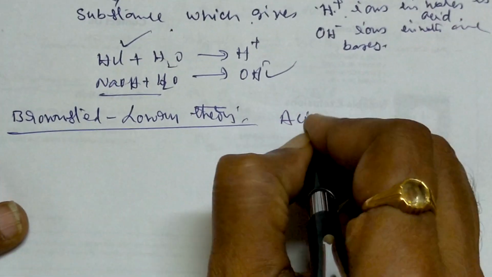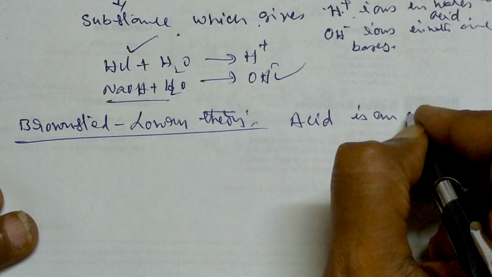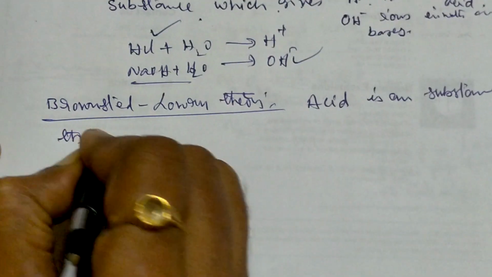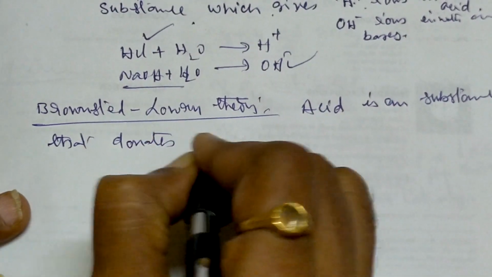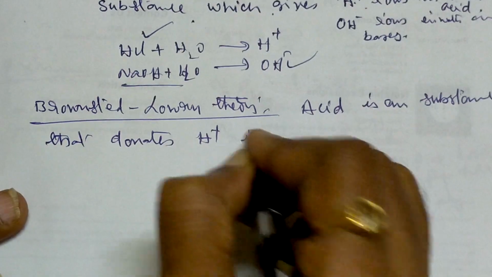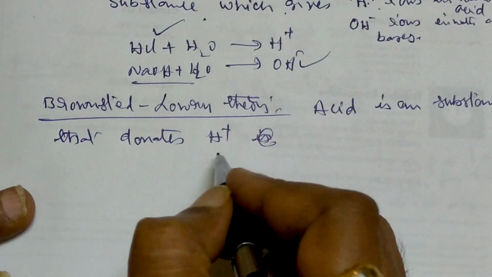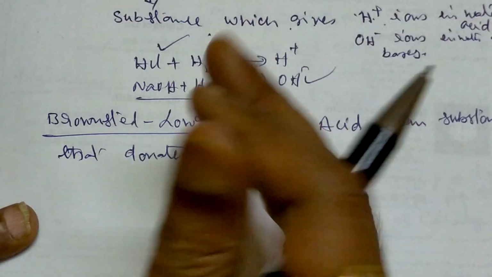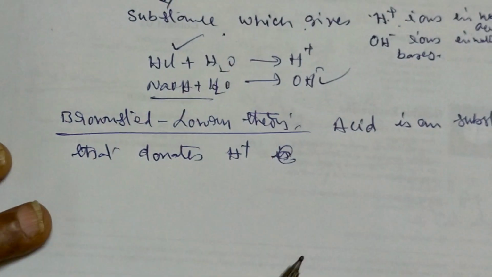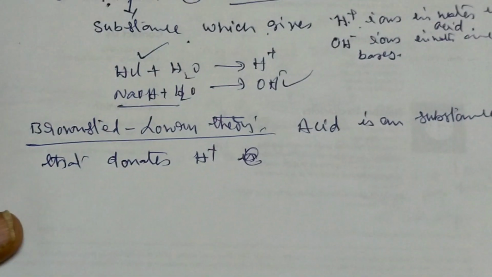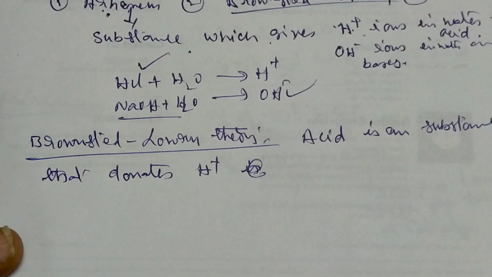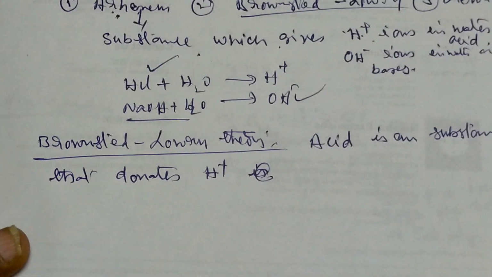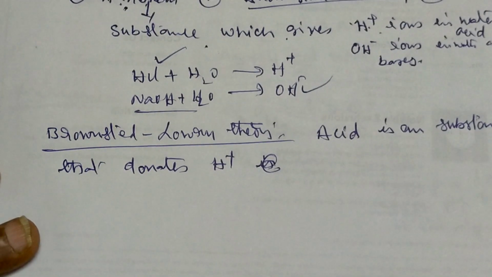An acid is a substance that donates H plus ions. Whereas the one which takes H plus ions is a base. The one which is donating is an acid. The one which is accepting the H plus ions is a base. Here he is not talking about OH. So it is broadly more improved than Arrhenius. Acids are substances which donate H plus. Bases are substances which receive or accept H plus ions.